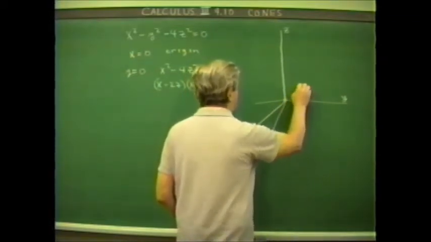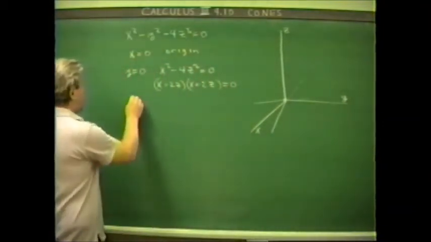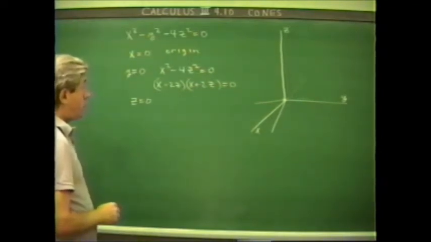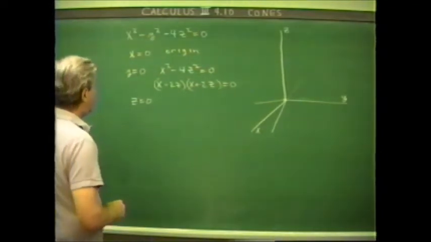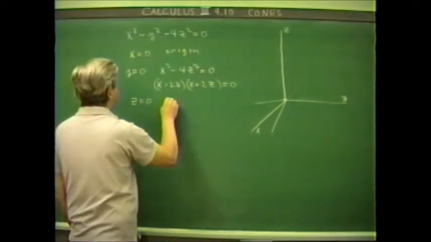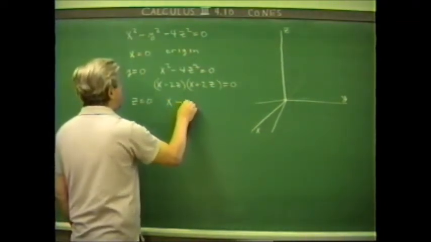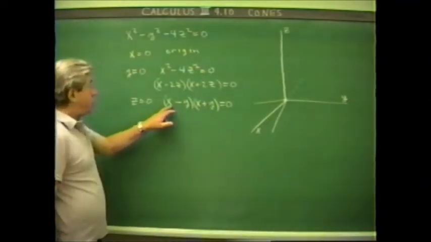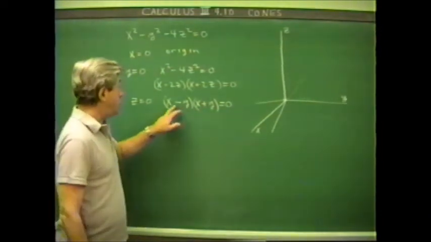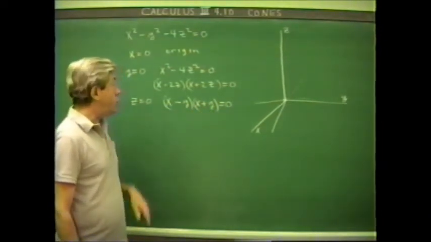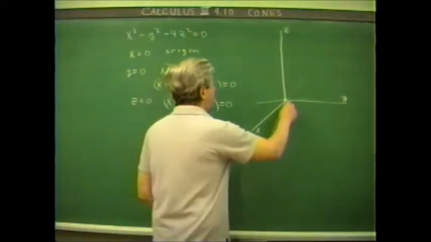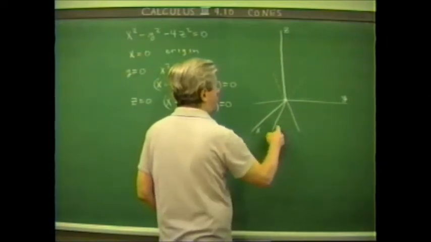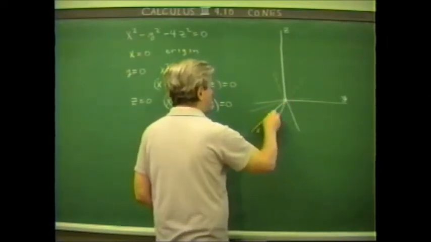We look at z equals 0. We've got x squared minus y squared is equal to 0, and I can factor that into x minus y times x plus y is equal to 0. And so we get two possibilities: x minus y is 0, that's to say x equals y, or x plus y is 0, x equals minus y. So we've got these two lines for the trace: y equals x, and y equals minus x.